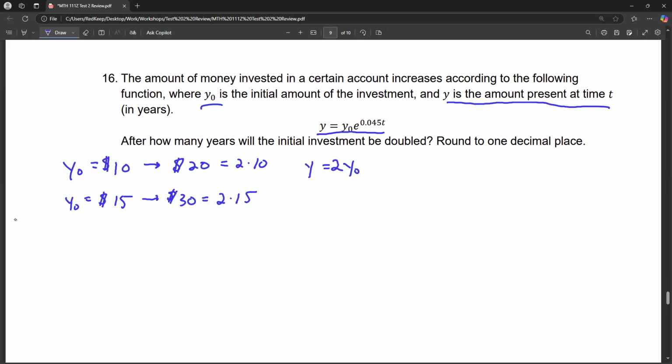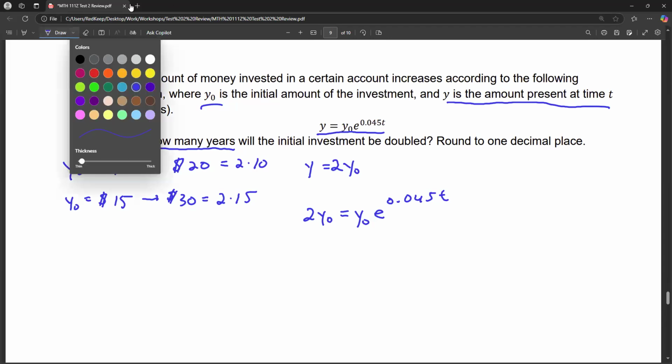So what I want to do next is set up this equation. The equation says Y naught times e raised to the power of 0.045 t. We don't know t. They want us to tell them how many years, so I'm going to keep t here. And what is this equal to? Well, this is equal to double the initial investment, which we were just putting together. That's equal to 2 times Y naught. Cool.